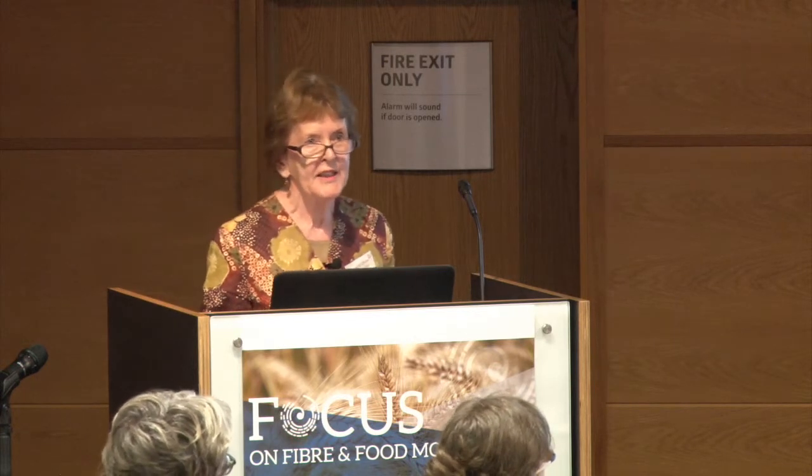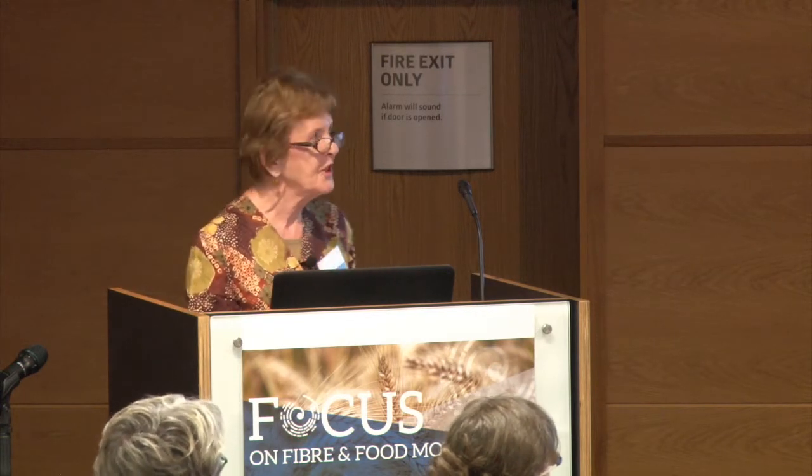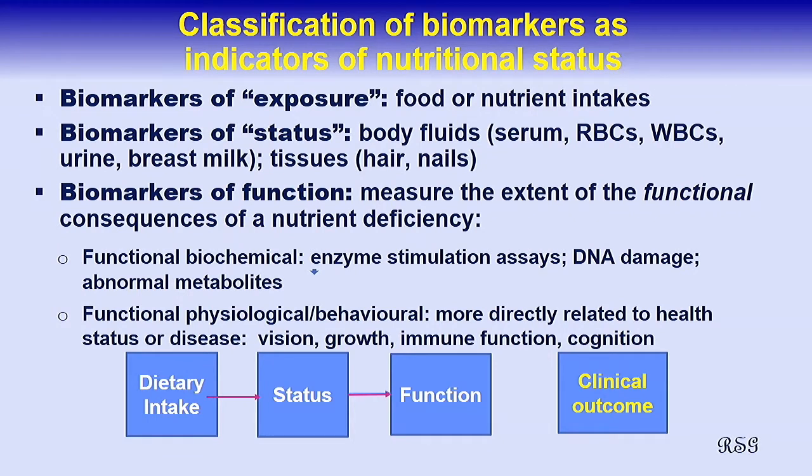BOND has divided and classified biomarkers into these three groups. First of all, the biomarkers of exposure that are generally, but not always, food or nutrient intakes. Then the biomarkers of status, where we measure things in body fluids or tissues. And finally, the biomarkers of function that measure the extent of the functional consequences of a nutrient deficiency.